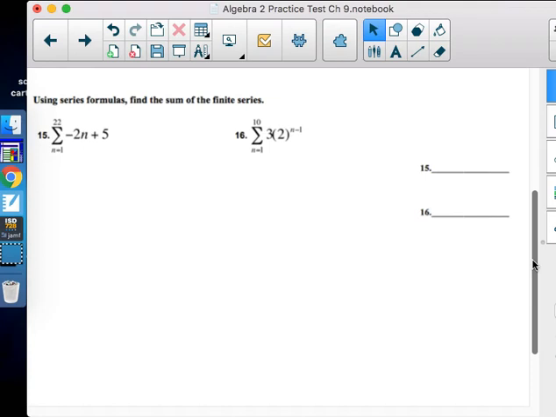Okay, now this one we have to use the formulas for. So does that look like it's arithmetic or geometric? It is arithmetic. mx plus b.